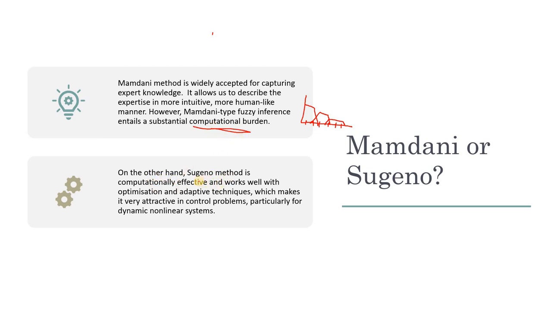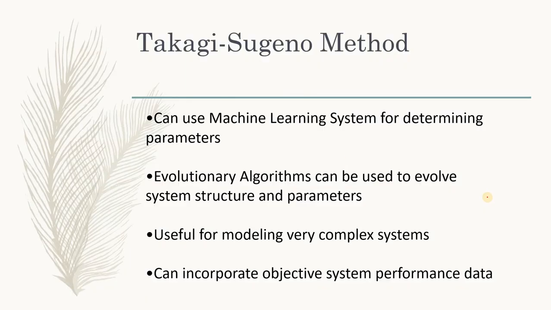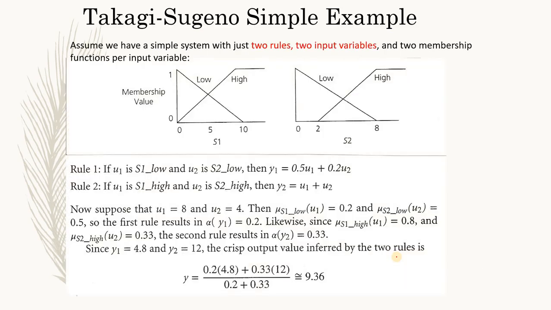On the other hand, the Sugeno method is computationally effective and works well with optimization and adaptive techniques, which makes it very attractive in control problems, particularly in dynamic non-linear systems. This is a popular question where in the final year it will ask you to state the differences between Mamdani and Sugeno. In the Takagi Sugeno method, it can use machine learning systems for determining the parameters. EA can also be used to evolve the system structure and parameters. It is useful for modeling very complex systems, and it also can incorporate objective system performance data.